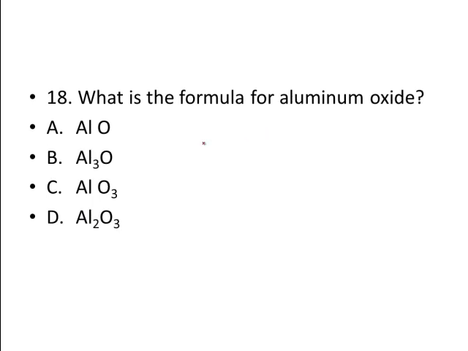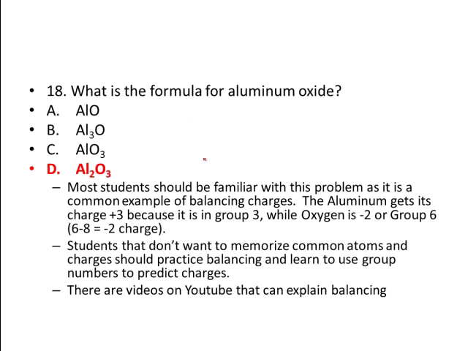Now we're looking at aluminum oxide. Aluminum oxide should obviously be memorized by most students because we work with it so many times, but there's different ways to derive it and figure out if you have the right one. So most students are familiar with this problem with balancing. It's a classical balancing problem. Aluminum gets its charge +3 because it's in group 3, while oxygen is in group 6, so it has a -2 charge.